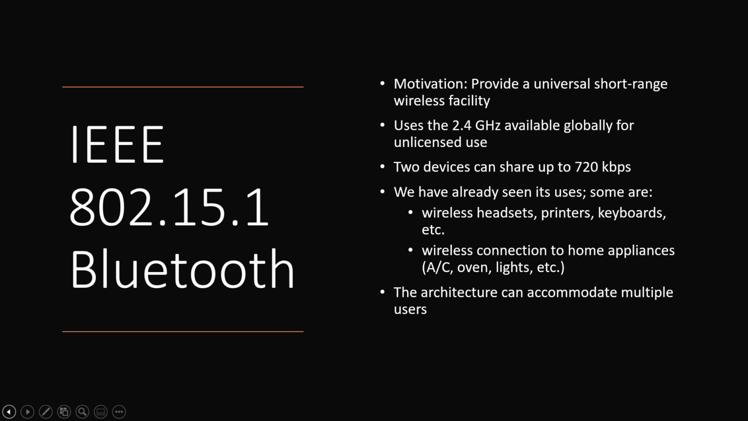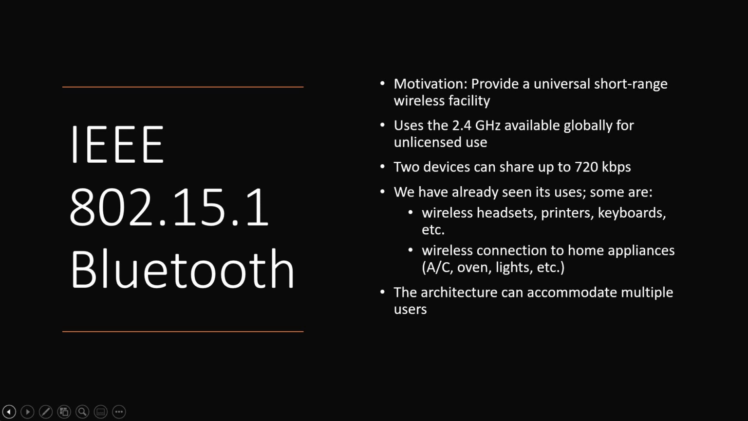And if you can remember, there was a separate standard, 802.15.2, which managed the coexistence between Bluetooth and wireless LAN. So two devices can share up to 720 kilobytes per second according to this standard initially.